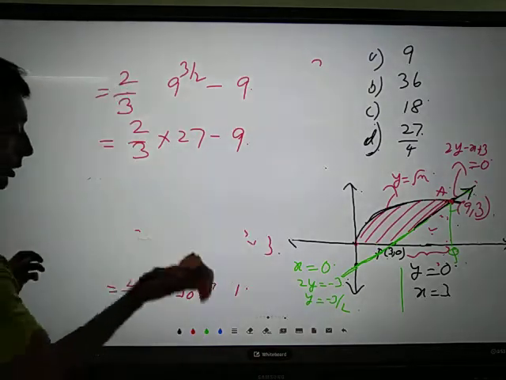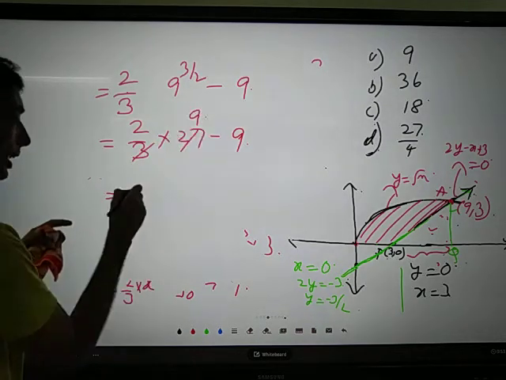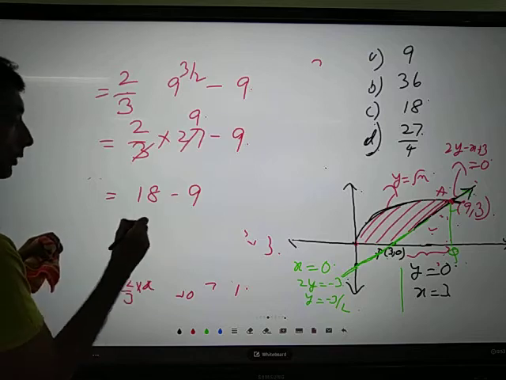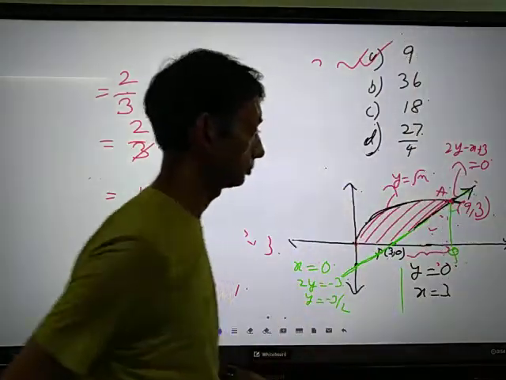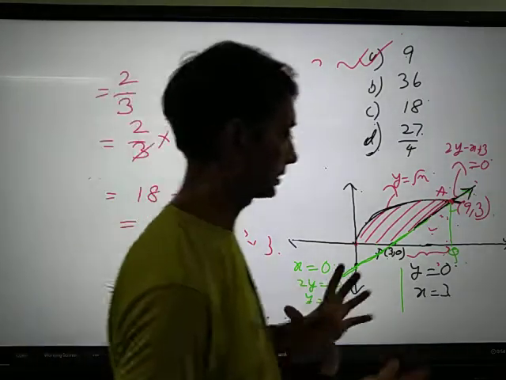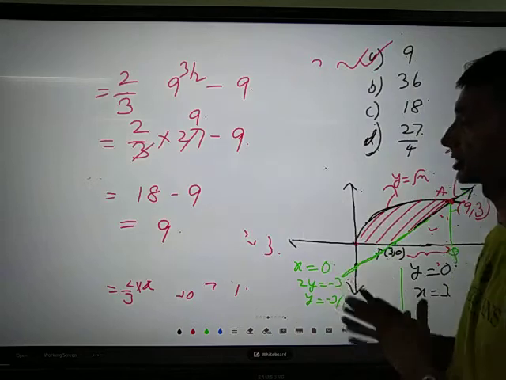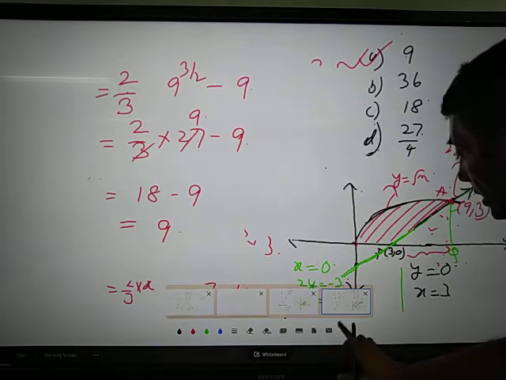Fine. So next, you can cancel, right? 18 minus 9 is equal to 9, right? Which is option A. Fine. So this is our answer for this first extra question. Just you can move to the next question then.